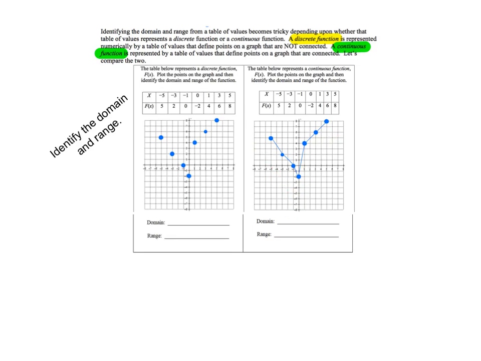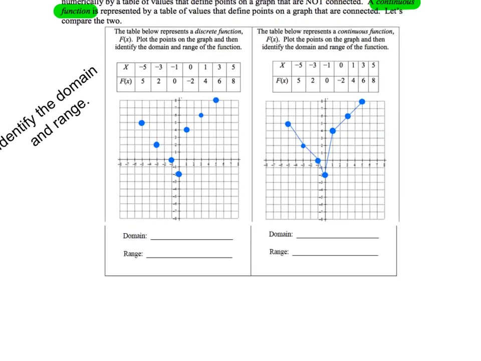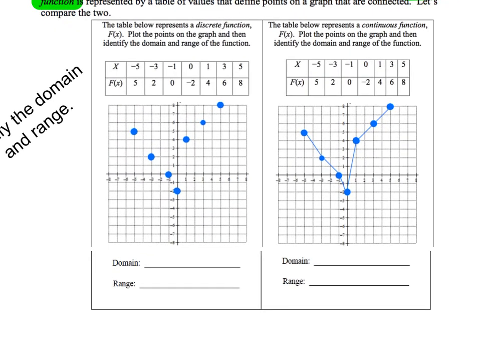So identifying the domain, remember it's a set. So we're going to write it as a set. So in the first case, I can just list the x values for the domain. -5, -3, -1, 0, 1, 3, and 5. For my range, those are my y values, so I'm going to list them. 5, 2, 0, -2, 4, 6, and 8.